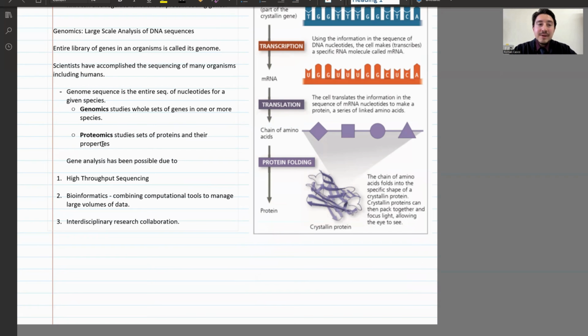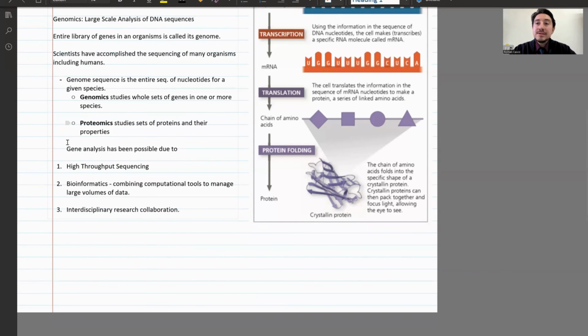Imagine if you knew all the genes in your body and how they work. Then we can have more insight into medical applications, biotechnology, and so forth. The genome sequence is the entire sequence of nucleotides in an individual species. As I mentioned before, genomics studies the whole set of genes in one or more species. Related to that is proteomics, which studies all the sets of proteins, the sequence of their proteins, and their properties in an individual.